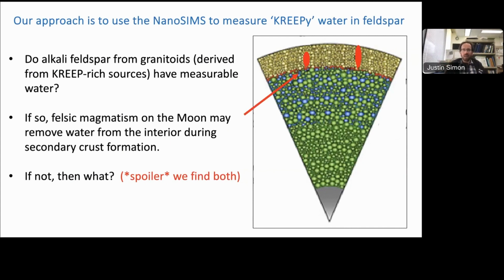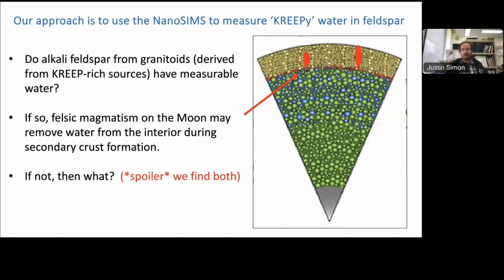So this is a nominally anhydrous mineral. And so we're trying to answer the basic question: do alkali feldspar from granitoids that are presumably derived from these creep-rich sources have measurable water? And I'm showing in my ugly overlay of red felsic magma bodies coming out of that creep layer there on the right.